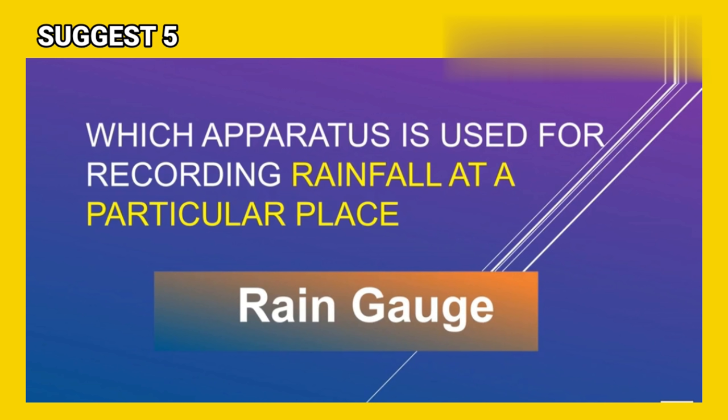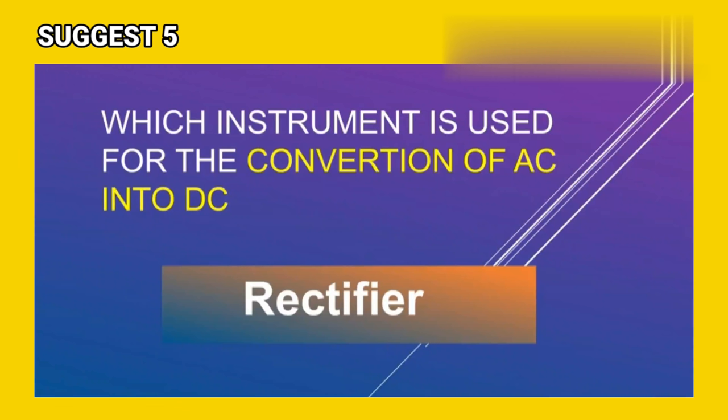Which instrument is used for recording rainfall at a particular place? Answer, rain gauge. I repeat, which instrument is used for recording rainfall at a particular place? Answer, rain gauge.